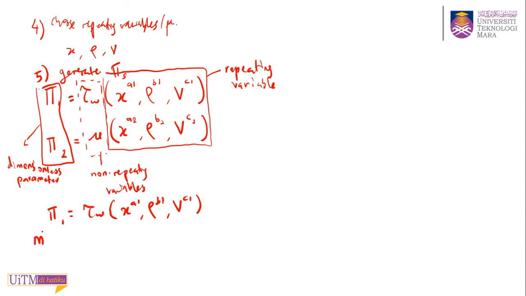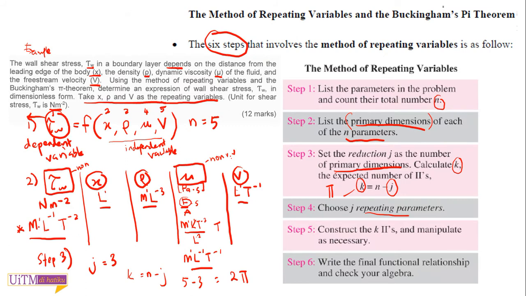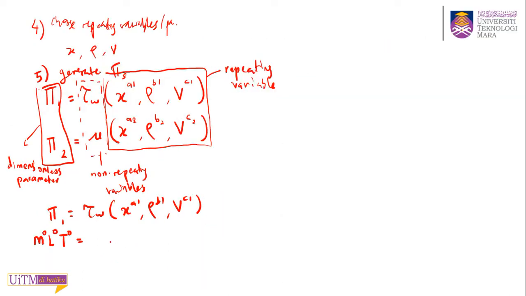That's why the primary dimension for this pi will be M0, L0, T0, because it's dimensionless. So there is no dimension for this pi. The exponent numbers for M, L and T will be 0. And this equals tau. We know the primary dimension for tau is M1, L minus 1, T minus 2, so we write the primary dimension for tau as M1, L minus 1, T minus 2.